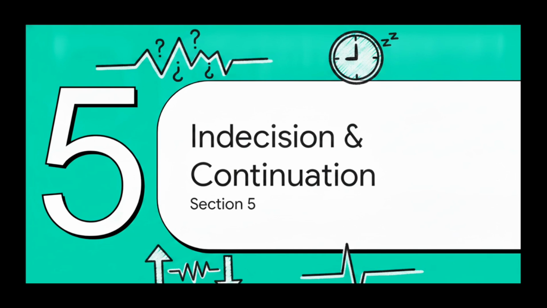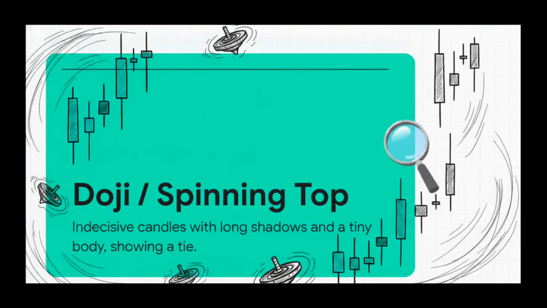Section 5, indecision and continuation. Now, let's see how the market communicates when it honestly just isn't sure what it wants to do. Sometimes the buyers and the sellers are perfectly matched, a total tie. When this happens, you get what's called a doji, or a spinning top. These are basically candles with a tiny, almost non-existent body in the middle, but really long wicks on both the top and the bottom. It looks exactly like a little spinning Beyblade or a whirlwind. When you spot this, it is pure indecision. Neither the bulls nor the bears have control. The market is just holding its breath, waiting to fall one way or the other.